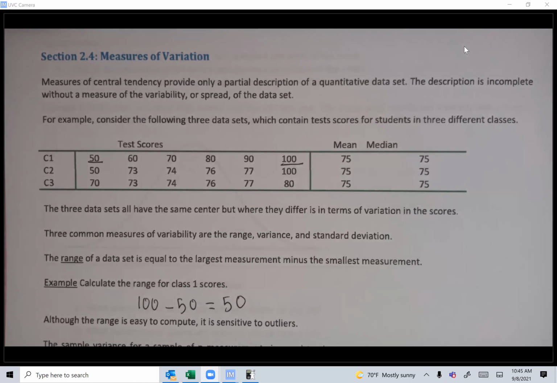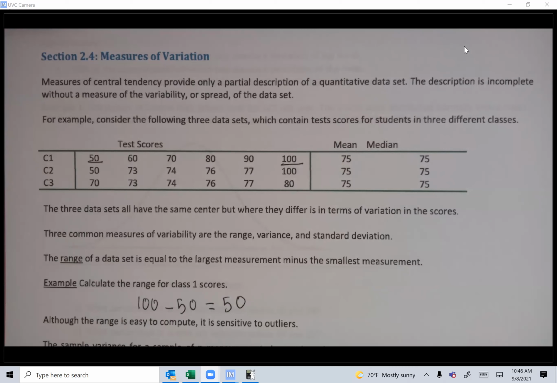Here's a quick question for you guys. Which of the 3 data sets, the values are closer together? Which one do you think? Is it C1, C2, or C3? C3. And the reason why, because the range is small. The range is only 10, guys. The other one is 50. There is a big gap. So when the range is small, that means the data values are very close together.